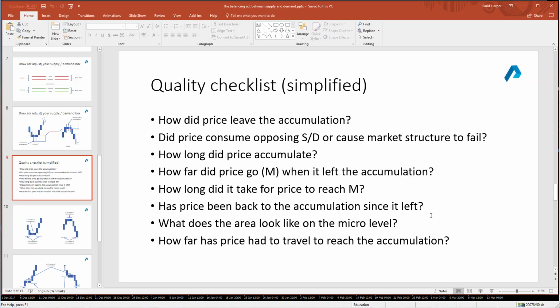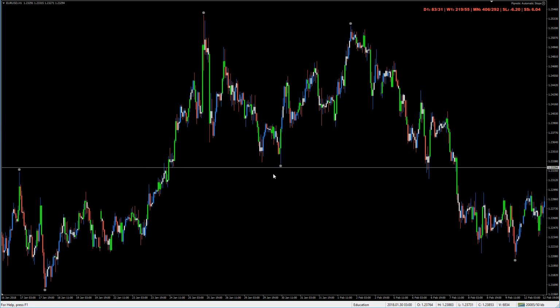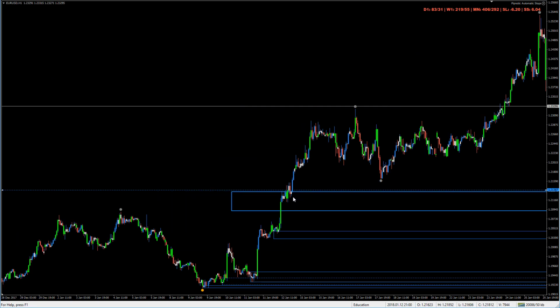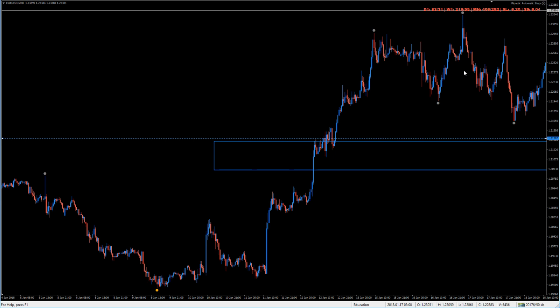What does the area look like on a micro level? This is when we go down, we study it on a smaller time frame. We'll just go 1 period smaller. You can see it looks like this. Okay, so you can see that price went up, accumulated, went up, went down, went up, it went down. But if we go to a half-an-hour chart, see how price went up and then it went down.